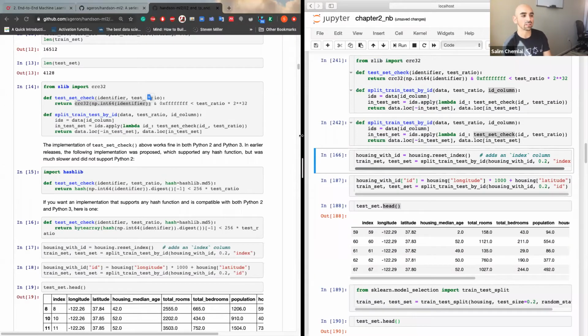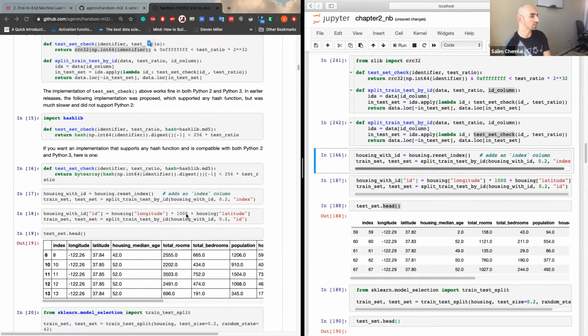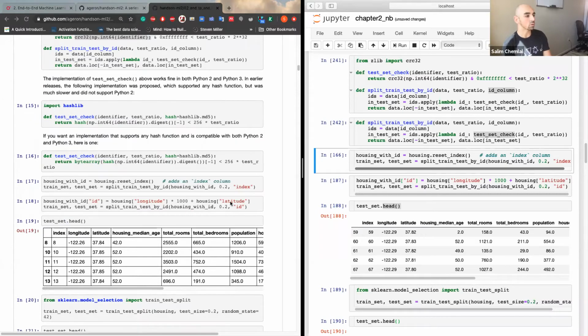Well, what he's saying also here, you see how we use this index as an identifier, okay? Sometimes we can use two features to make an identifier. So for example, he chose here longitude and latitude. What's really important about this identifier is it has to be unique, okay? It has to be unique.